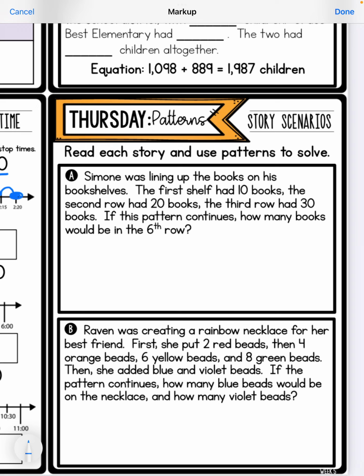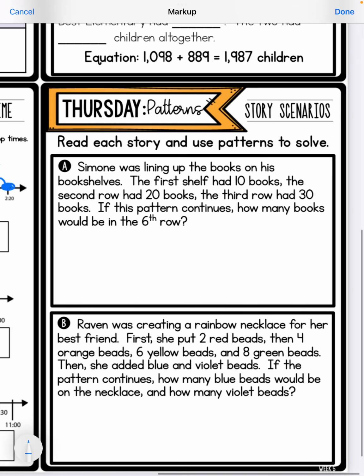Thursday, patterns, says read each story and use patterns to solve. So each of these problems has some type of pattern for you to pick up on so that you can guess what the answer is going to be. It says Simone was lining up the books on his bookshelves. The first shelf had 10 books, so first shelf, 10 books. The second row had 20 books, so second row, 20 books. Third row had 30 books. If this pattern continues, how many books would be in the sixth row?